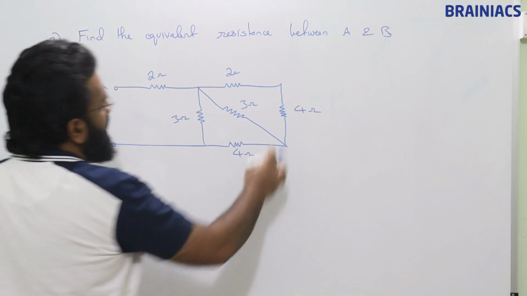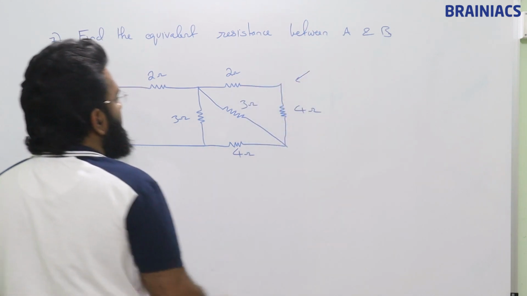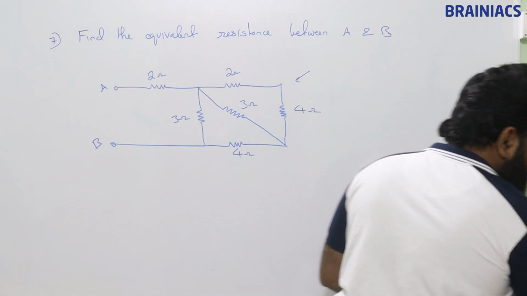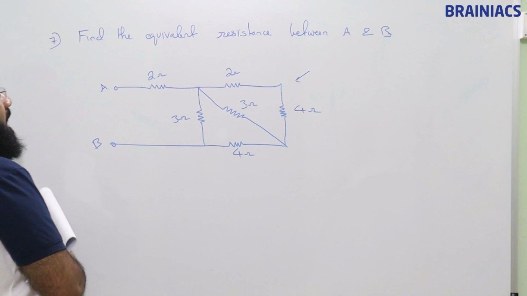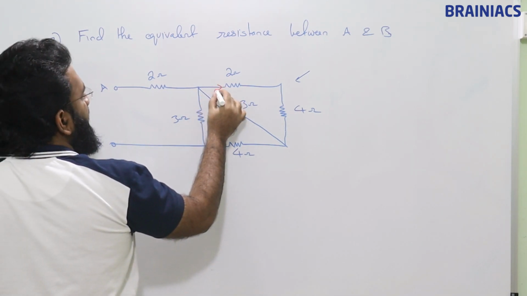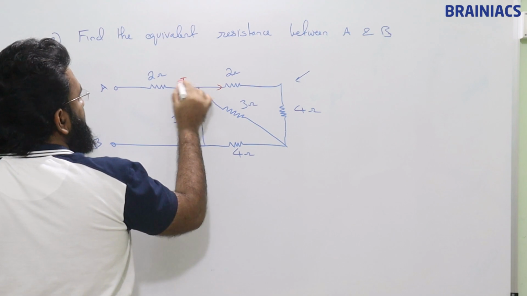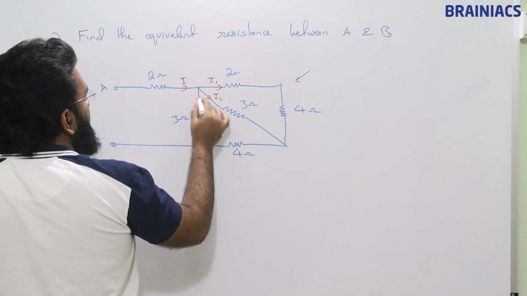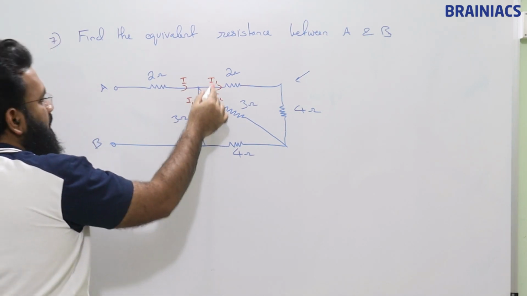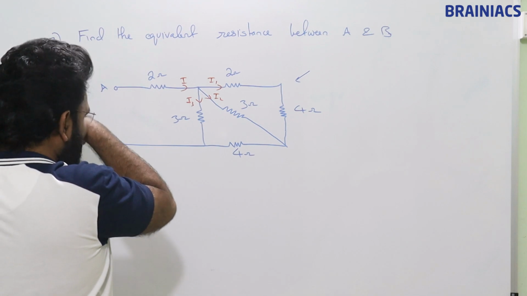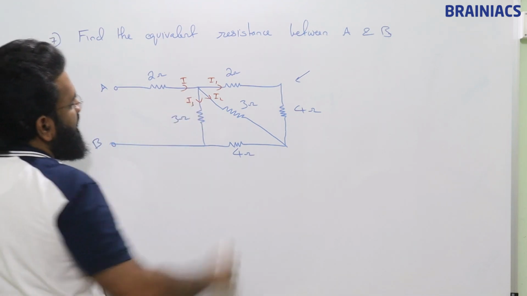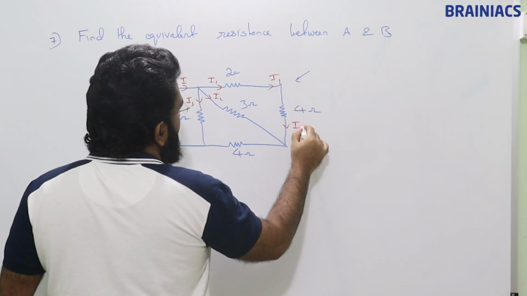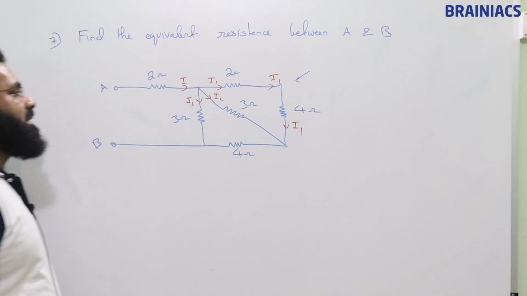In this question we have to approach from this end. If the same current passes through two resistances, then they are in series. If a current I passes like this, definitely it is going to divide into I1, I2 and I3. So these I1, I2, I3 are not in series. But this I1, here I1 and here also I1, so 2 and 4 are in series.